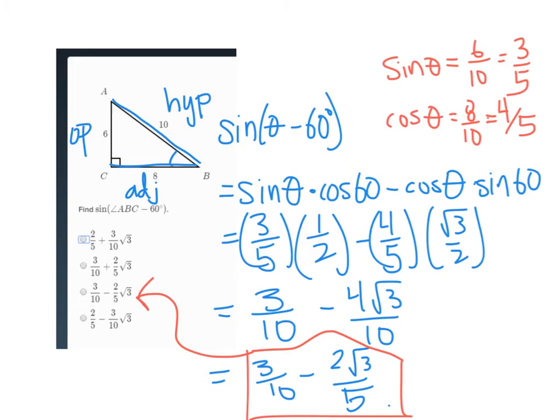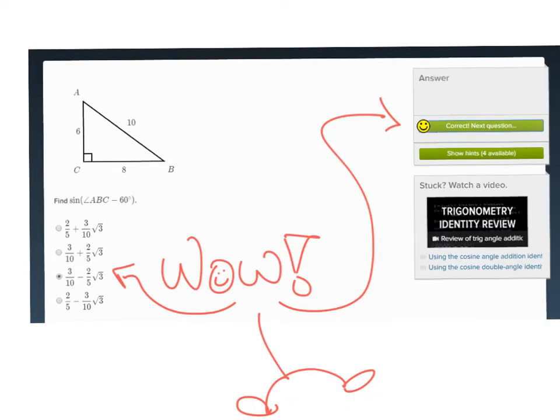Multiply, multiply, 3/10. Multiply, multiply, 4√3/10, and we're subtracting. I think this reduces to 2/5, and let's see. Aha! I see an answer that looks like ours. Wow! We got it right.